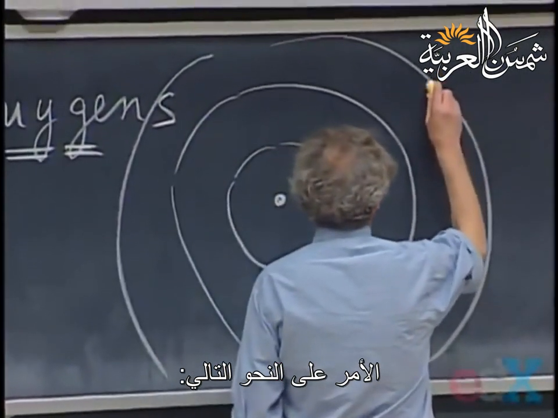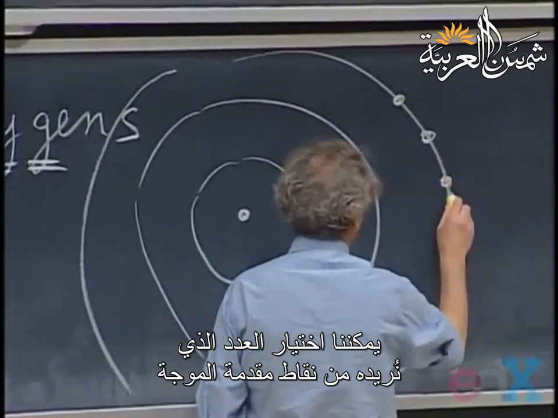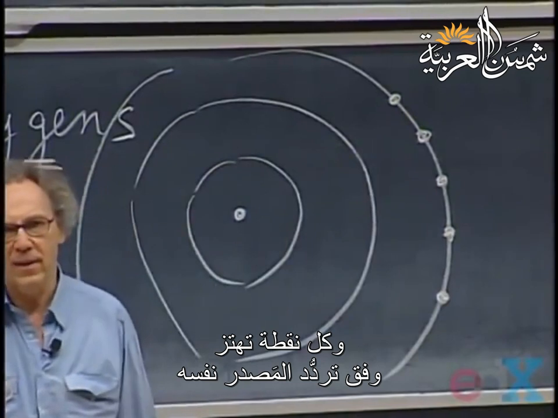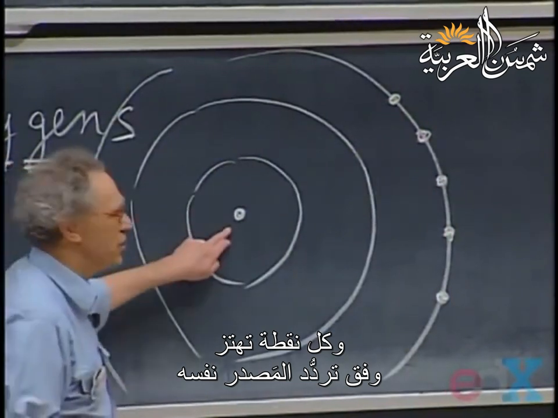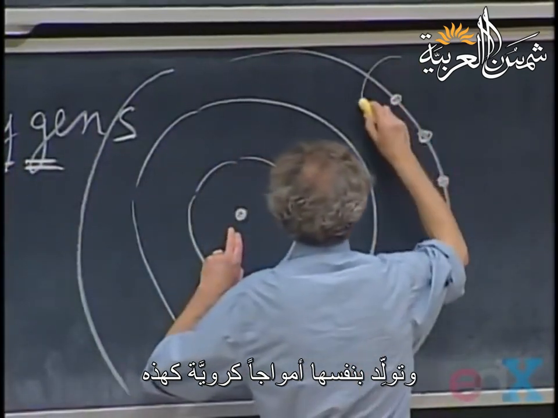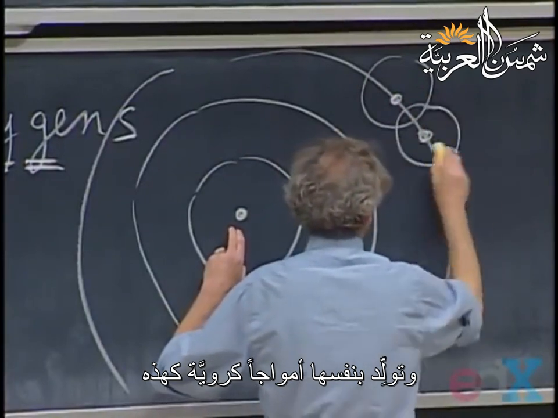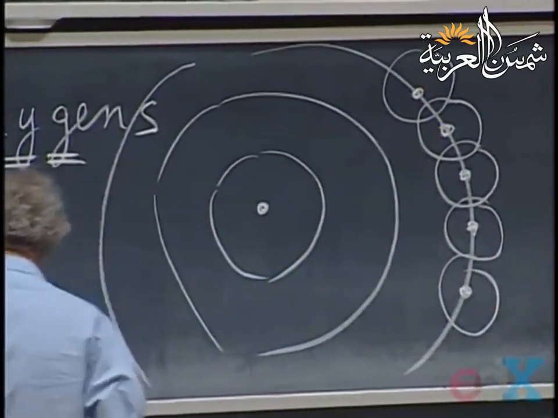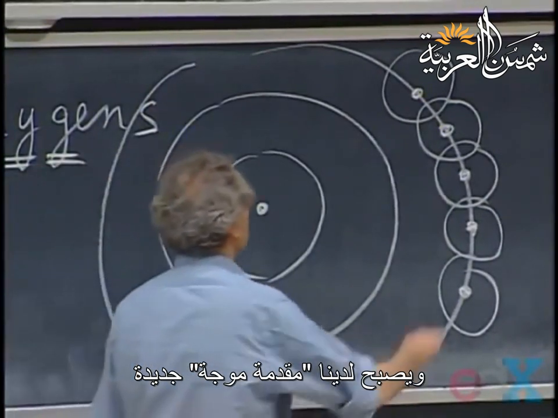So it works as follows. Each point that you can choose, as many as you want to, starts to oscillate at the same frequency as the source and produces on its own spherical waves. There they go. And the new wave front is then here.